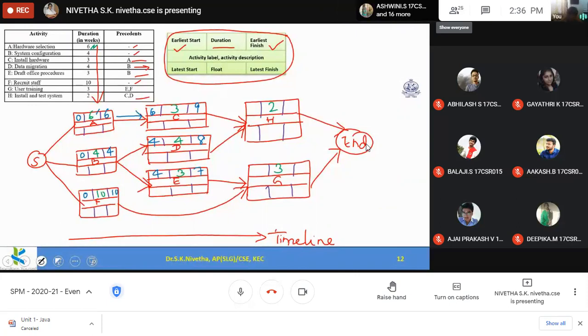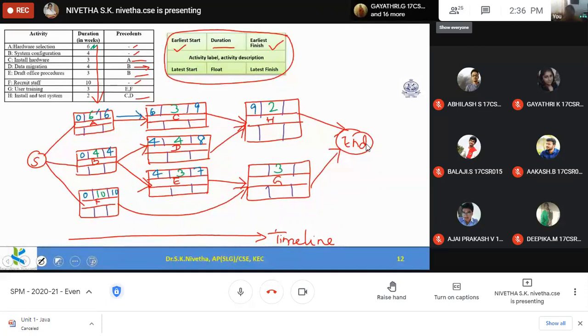Now when C and D are over, I can start H. When C and D are over, I can start H. So C is getting completed during the 9th week. D is getting completed during the 8th week. So both should be completed. So only during the 9th week will both activities be completed. So I can start H only at the 9th week.